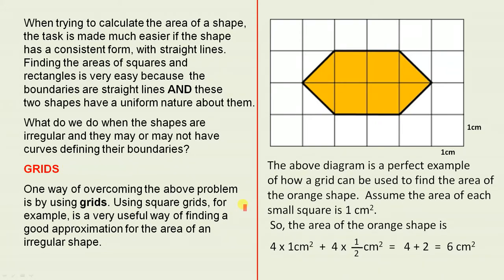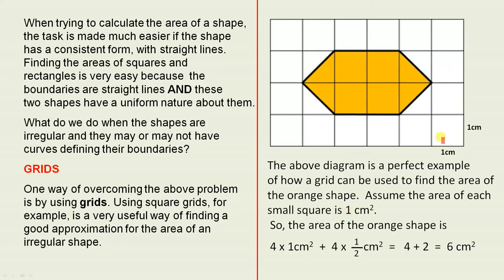One way of overcoming the above problem is by using grids. Using square grids, for example, is a very useful way of finding a good approximation for the area of an irregular shape. The above diagram is a perfect example of how a grid can be used to find the area of the orange shape. Assume the area of each small square is 1 square centimetre.